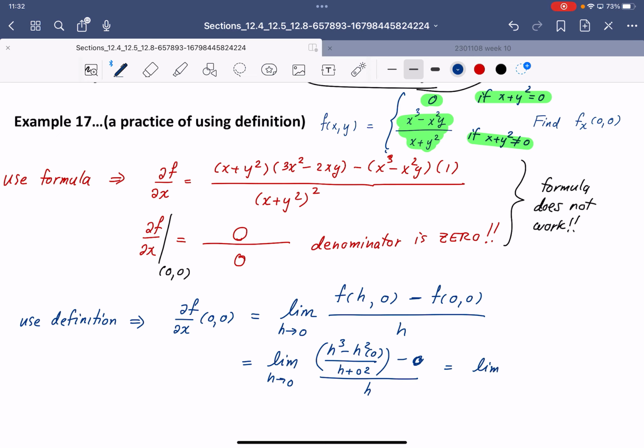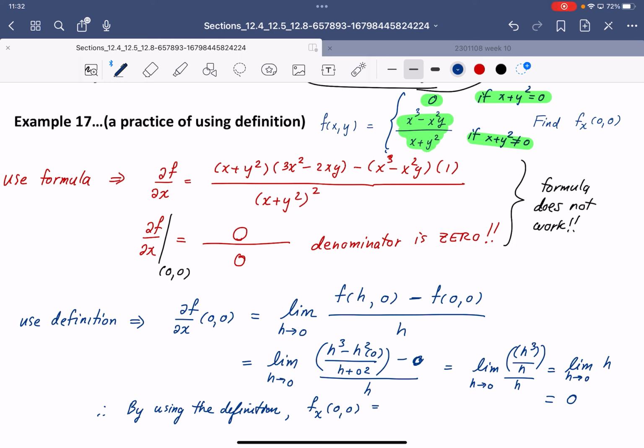So it's going to be the limit of h cubed over h, and then over h one more time. So h cubed cancels with h, so you're going to get h squared, and h squared over h one more time, you're going to get the limit of h. This is actually 0, right? Because you plug in 0 over there. So it means that by using the definition, the derivative of f with respect to x at the point (0, 0) is actually 0.